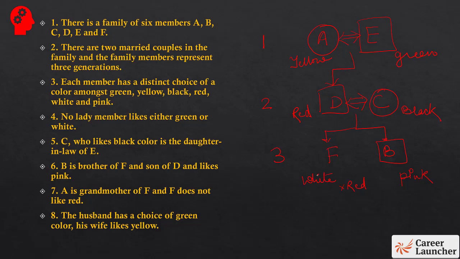Now there's one important point here, point number 4. No lady member likes either green or white. So if somebody is liking green or white, that person cannot be a female member or a lady member. So that person has to be a male. This helps us in identifying gender for F, that F would be a male member. So in this family tree, we have clearly established which person belongs to which generation, what is the relationship between each one of them, and we have also identified the gender for each person.